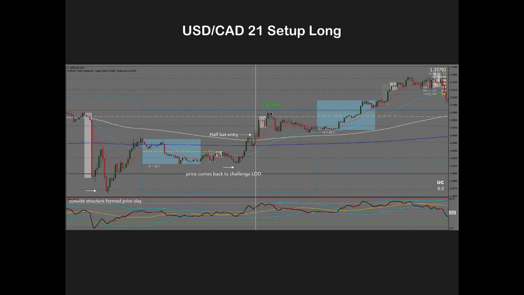If you took that entry, up to this point would be 30 pips. If you held it into the rest of the day, you get about 90 pips holding up here. And actually, this continues even higher. You can see this was our reset pivot point.